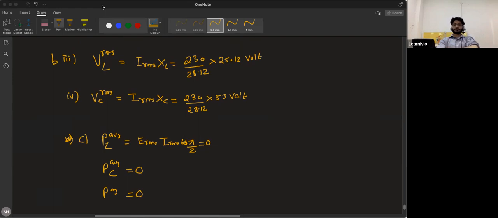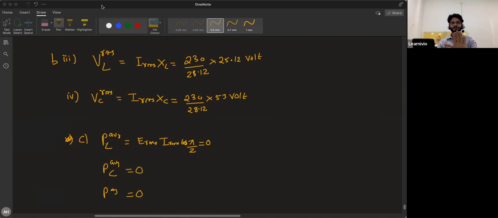In the C question, the first one is power across inductor. Second is power across capacitor. Third one is what, sir? Average power across the entire circuit, across the combination of inductor and capacitor.